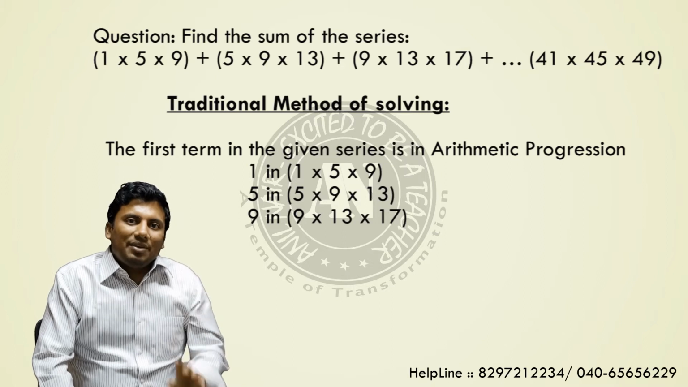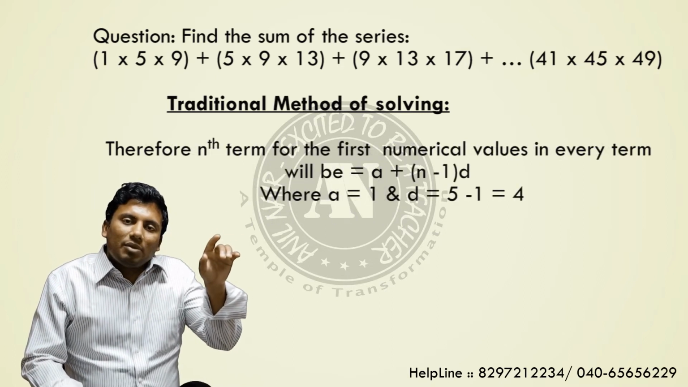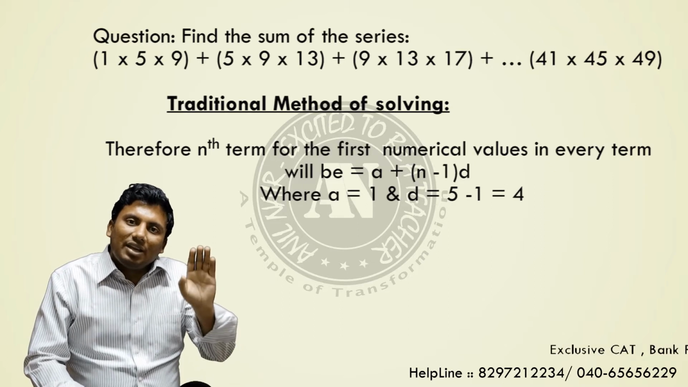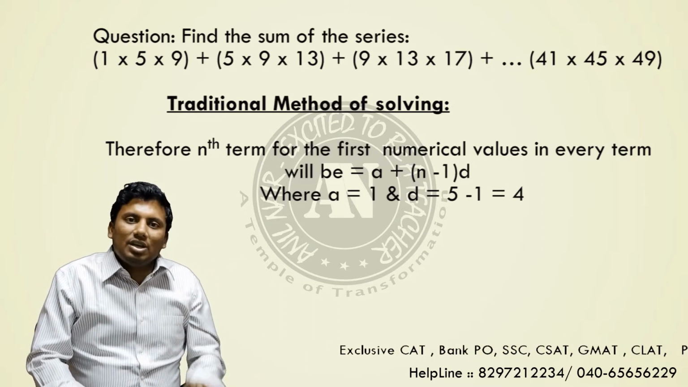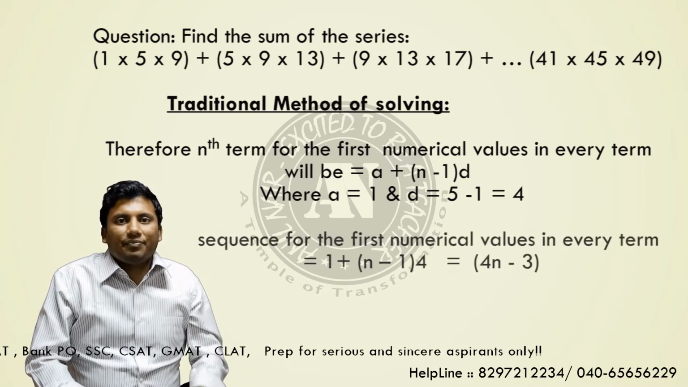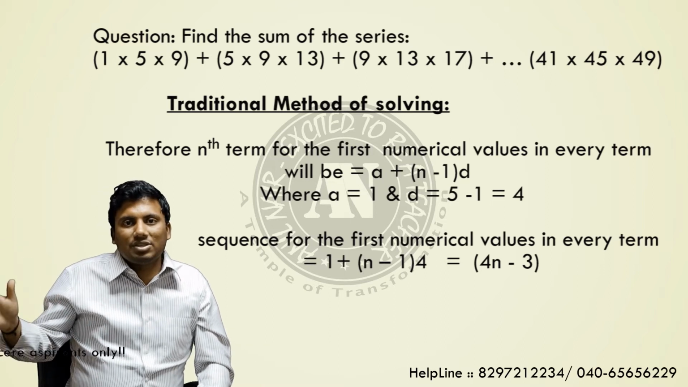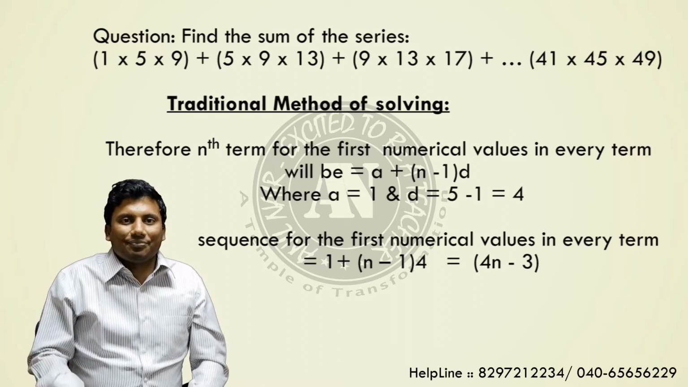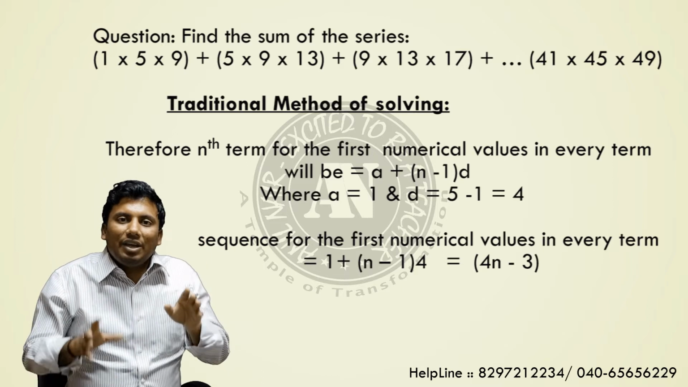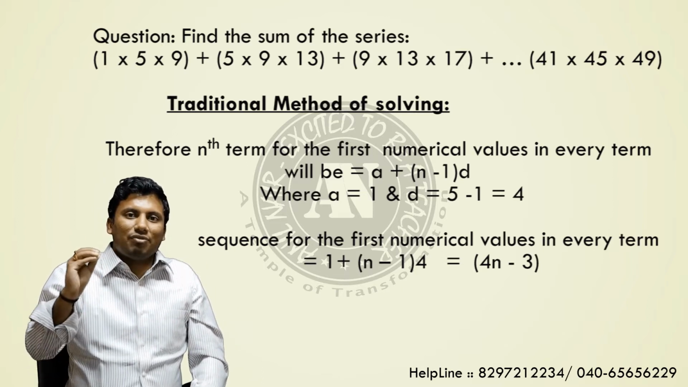Let me find out the nth term for the first term. The nth term in an arithmetic progression is given by a plus n minus 1 into d. So 1 plus n minus 1 into 4. So the first numerical value is following a sequence 4n minus 3. If you observe every term, the difference between the numerical values in this sequence is 4.